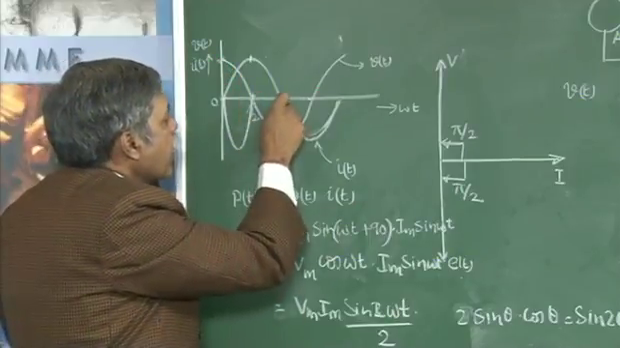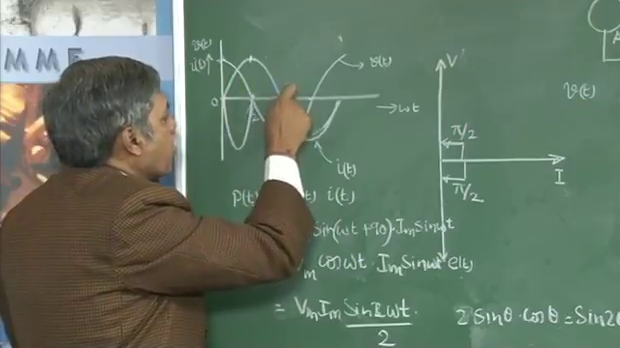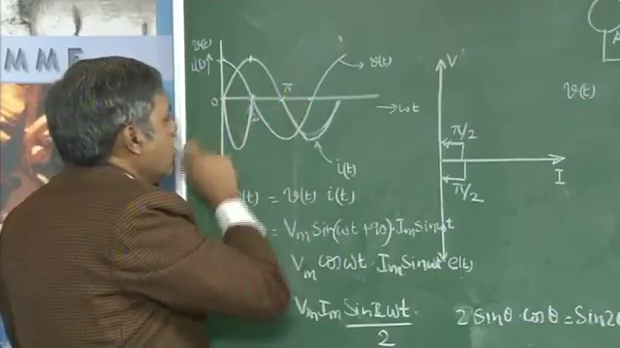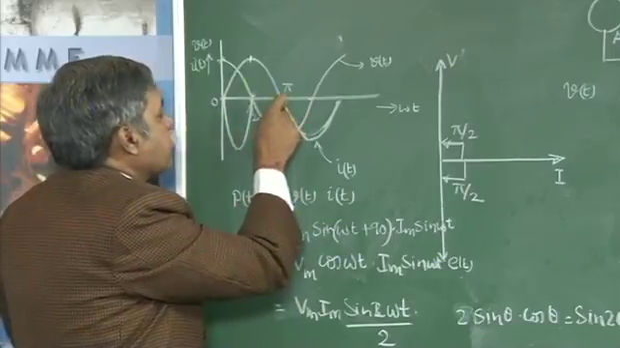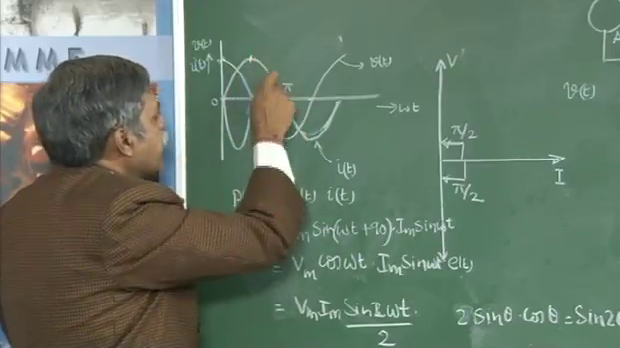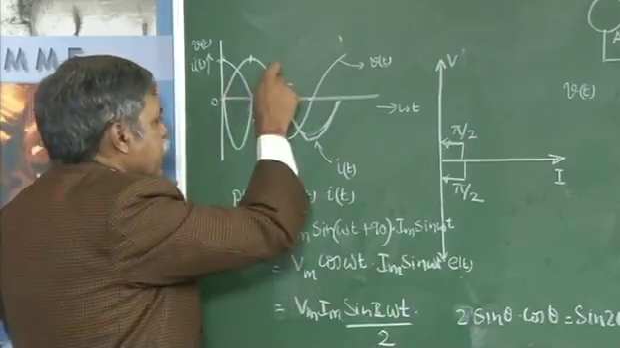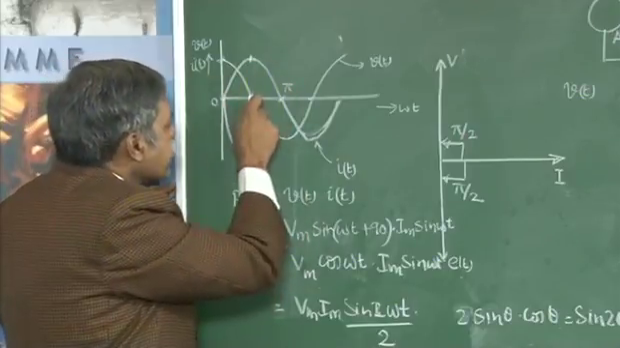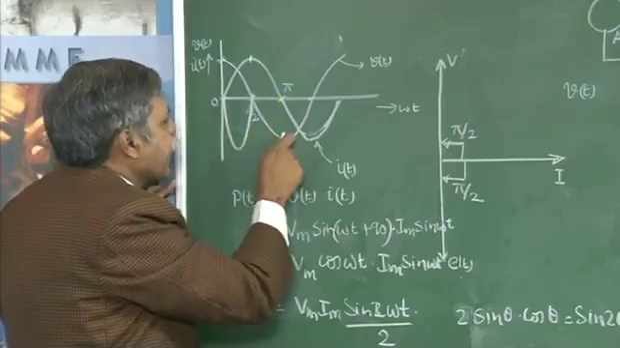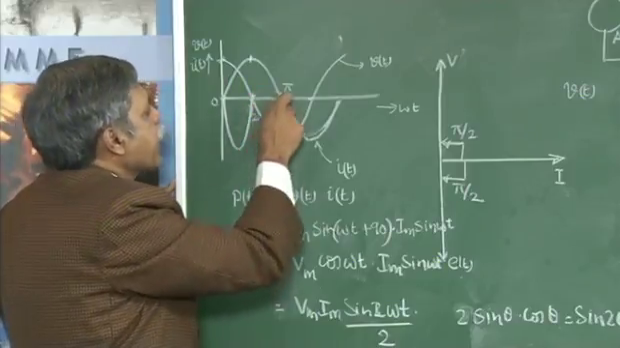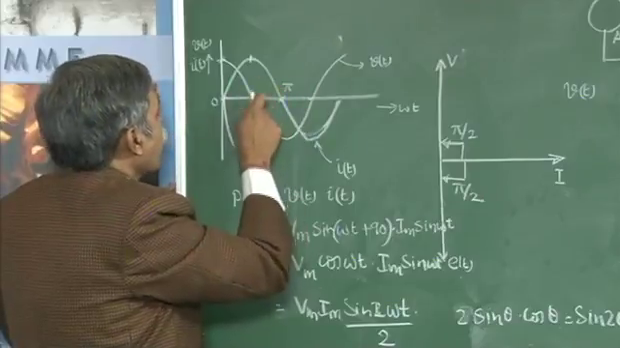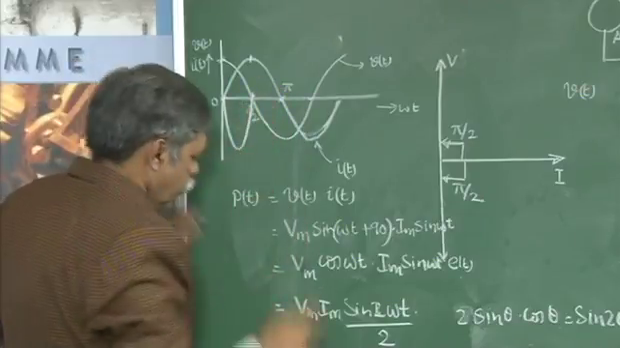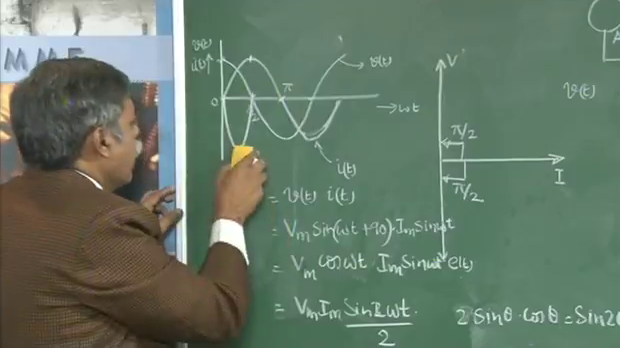And here when omega t is equal to pi, from pi by 2 to pi, the current is decreasing but it is positive, the voltage is negative and it is increasing, therefore the product is again positive. One second, I made a mistake here.